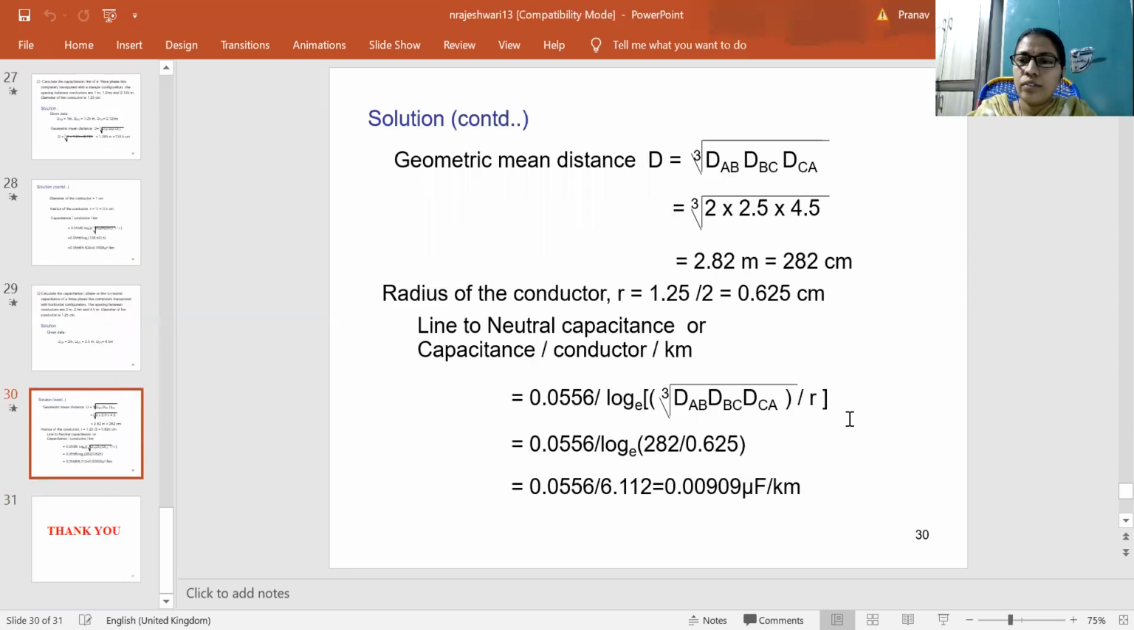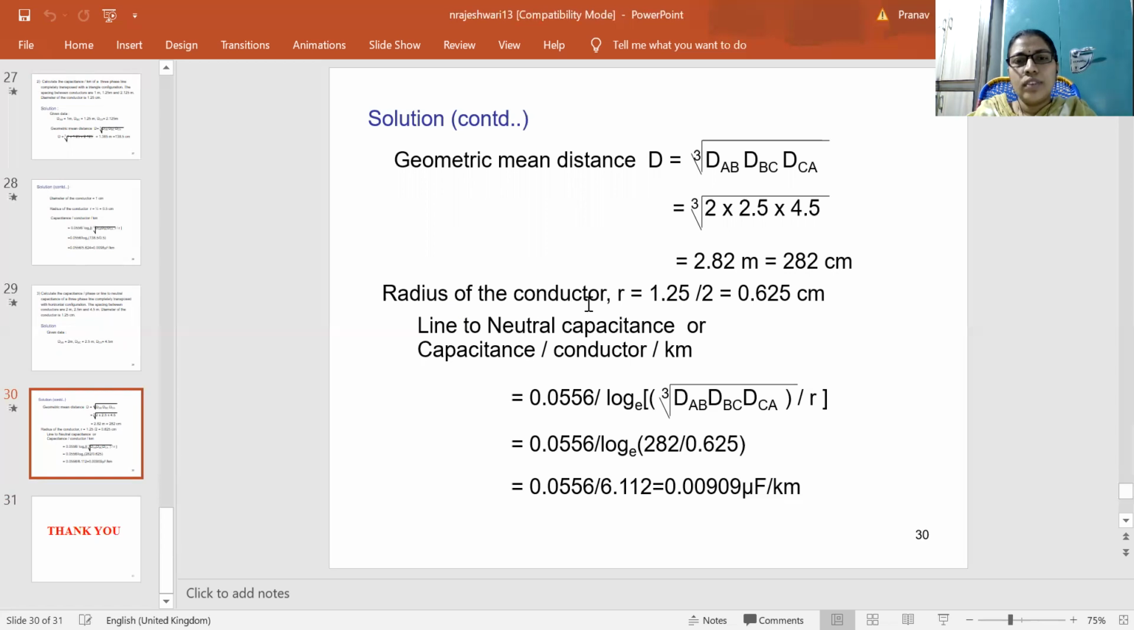And first we have to find out the GMD, that is capital D, the geometrical mean distance. Capital D is equal to the cube root of DAB, DBC, DCA, where DAB is 2, DBC is 2.5 and DCA is 4.5. By substituting these values, we'll get the answer as capital D equal to 2.82 meters. So this in meters is converted into centimeters, which is 282 centimeters.